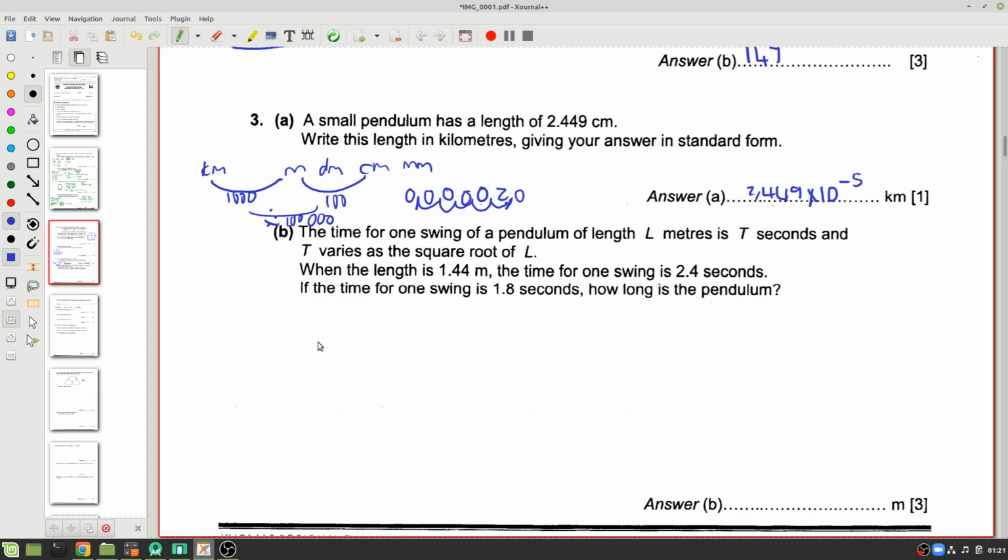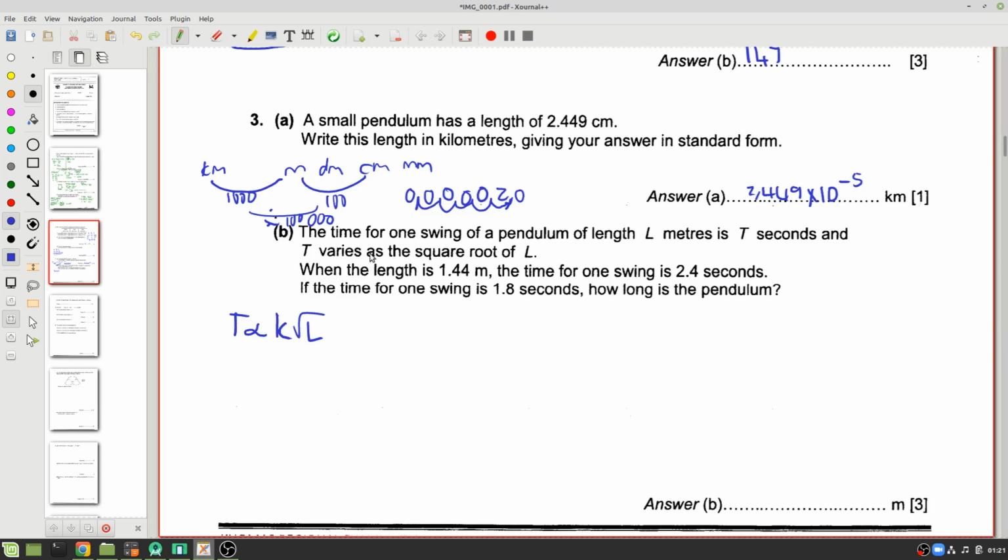Okay, question B. The time for one swing of a pendulum of length L meters is t seconds, and t varies as the square root of L. Okay, so t varies as the square root of L. But there could be some constant that we're multiplying with. So that's important to know.